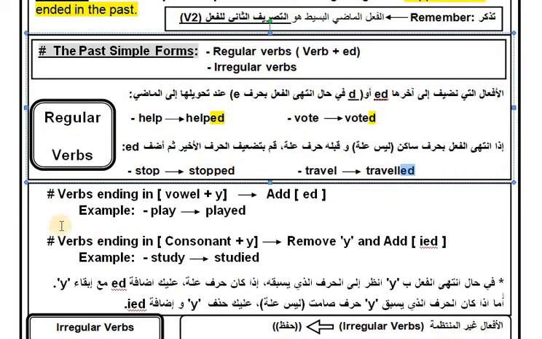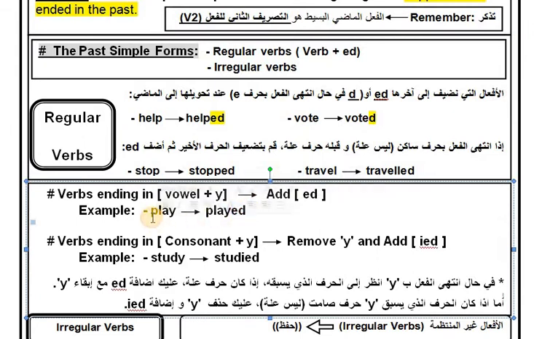Okay. Let's look now at the verbs ending in vowel plus y. Verbs ending in consonant plus y. كيف كنا نختصر الملخص للشرح تاع التوضيح للverbs الأفعال ending in y، الأفعال اللي بتنتهي ب y. كنا نحكي look at the previous letter. انظر إلى الحرف الذي يسبق الواي. إذا كان في عنا vowel حرف علة إذا yes خليه وبعدين ضيف ed.